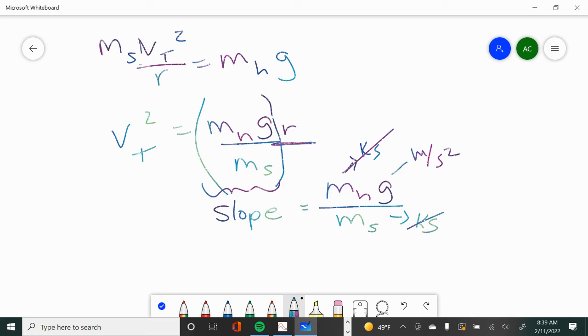Since we're using the mass of the hanger, the mass of the stopper, and gravity, we should all have the same theoretical slope, the same theoretical acceleration, centripetal acceleration. You have a minute to get that.